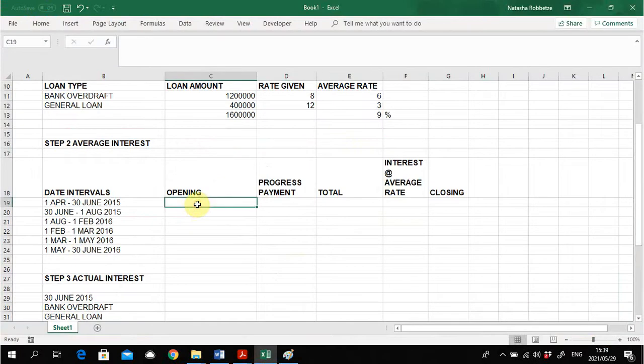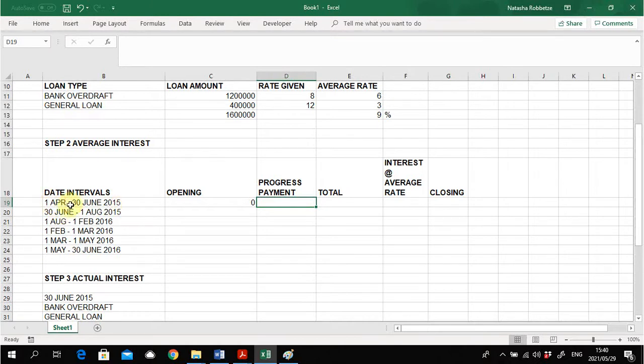Moving along, we need to start with the opening balance, and the opening balance for your interest that you are going to pay is always 0. And then the first progress payment is made on 1 April. So I always have this question, ma'am, when do I know I should put in the progress payment? The progress payment is put under the slot where your date interval starts with that date on which the progress payment is made.